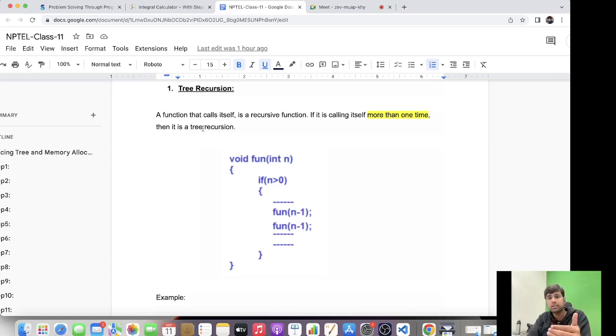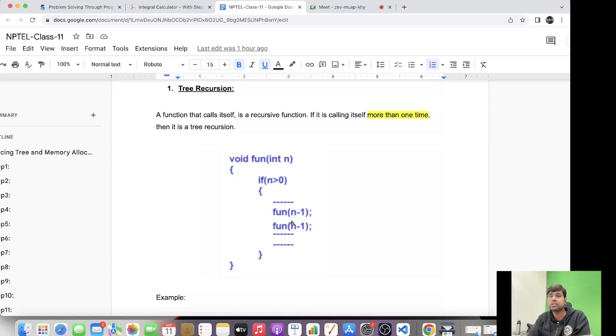If it calls itself more than one time, then it is called tree recursion. So let us consider this program. It is a void function which will take n as a parameter, and it will call the function two times during its execution. So there will be subsequent function calls.